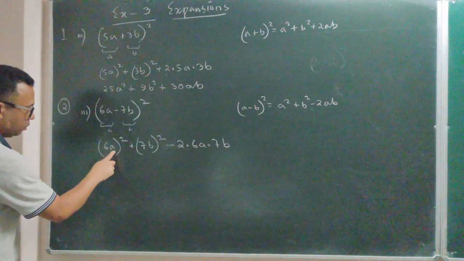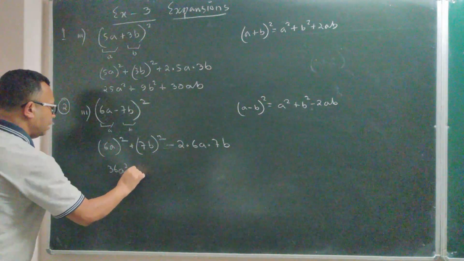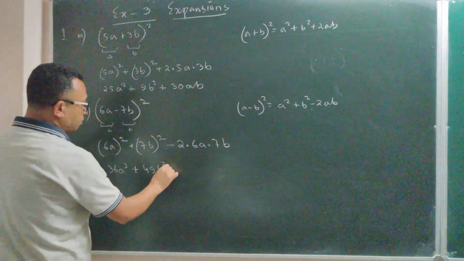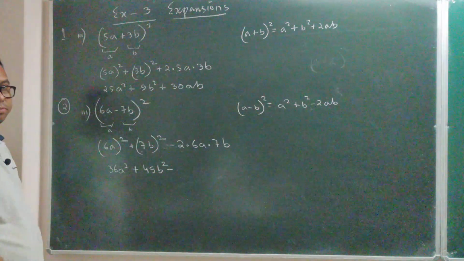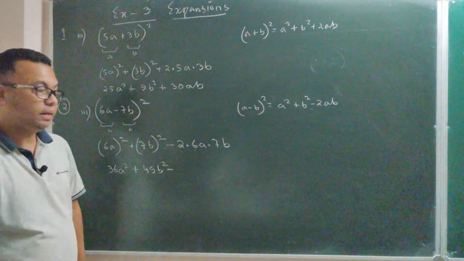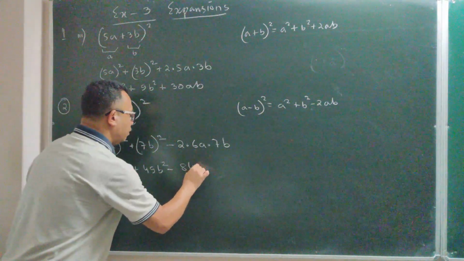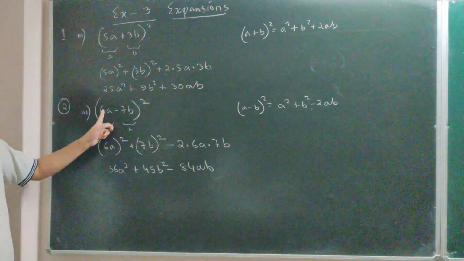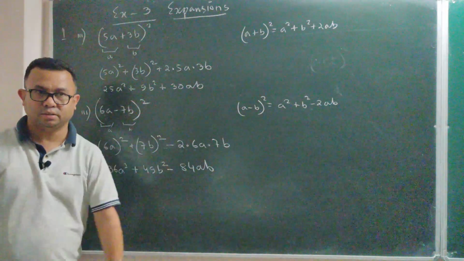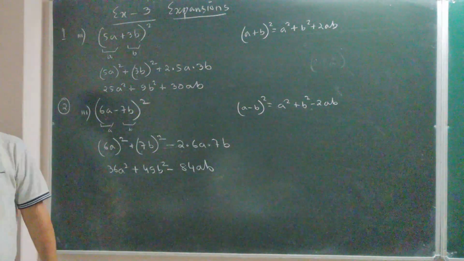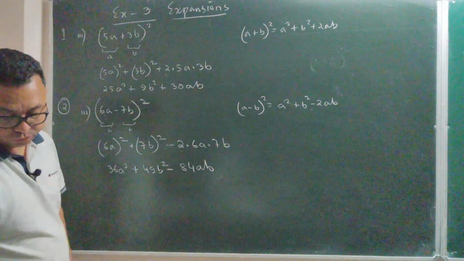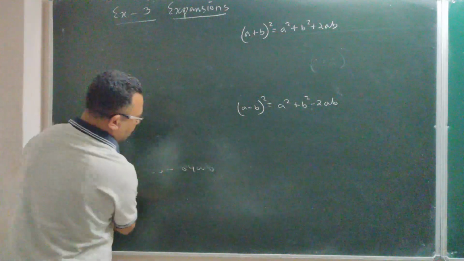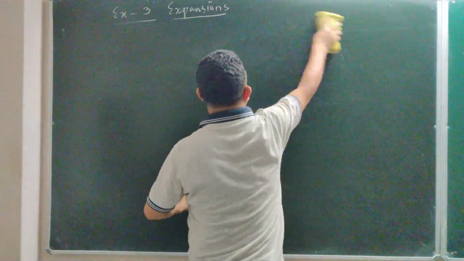Since the square is for both of them, it is 36a square plus 49b square, because 7 into 7 is 49. Then minus 2, 6, 12, and 12 into 7 is 84, so it will be 84ab. So this is the answer for the expansion of (6a - 7b) whole square. Now likewise, if we go to some other questions where a plus b, a minus b, or maybe other formulas will apply, I am now going to question number 3.